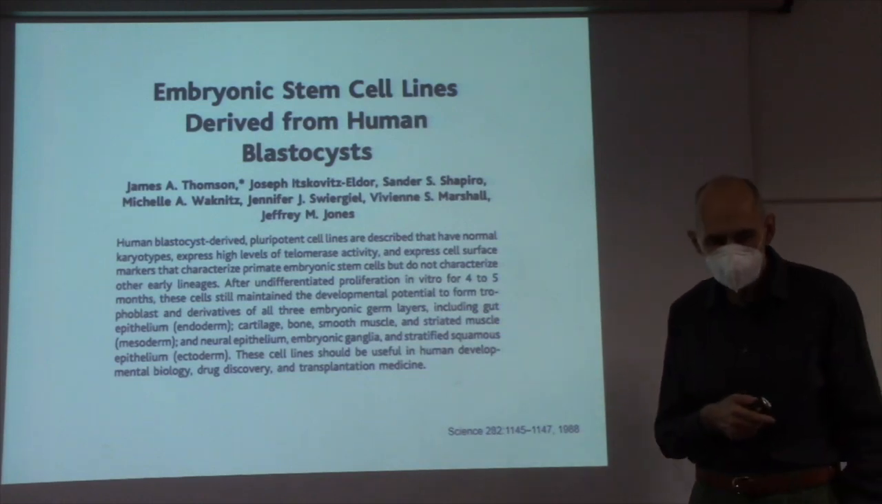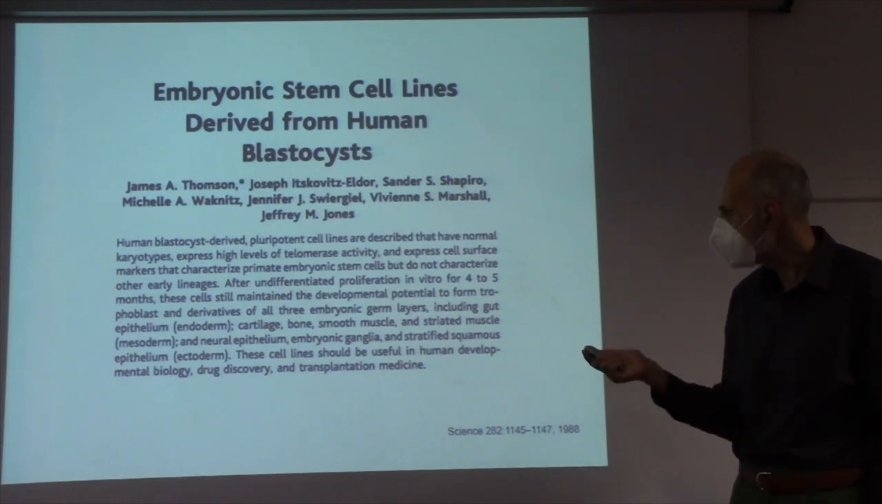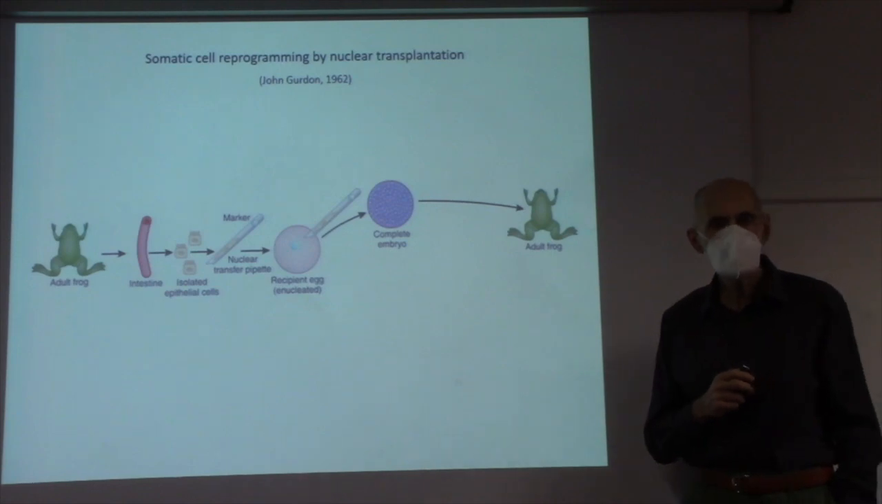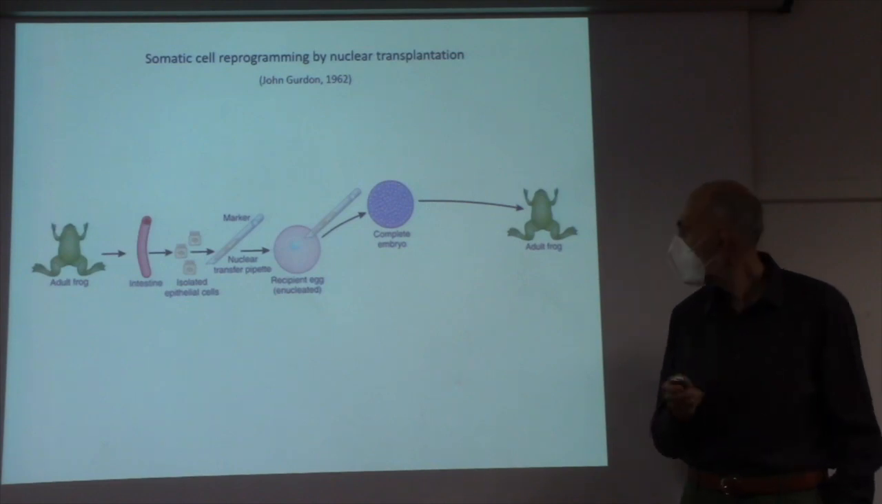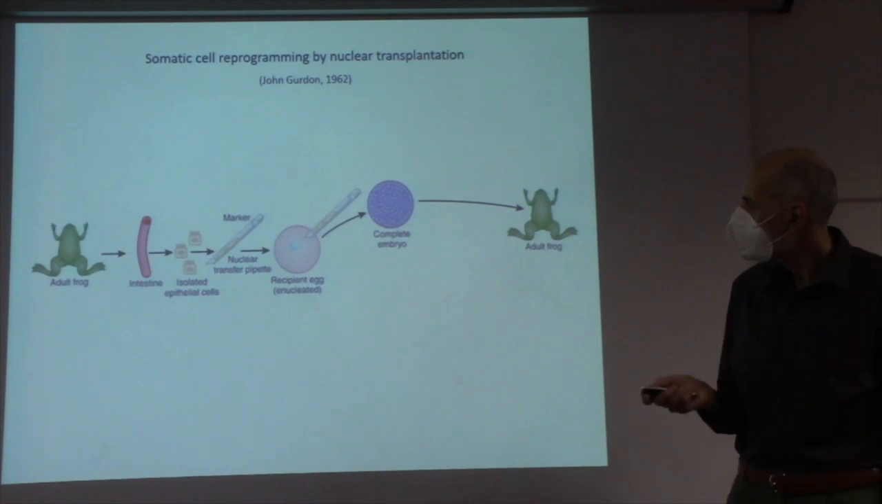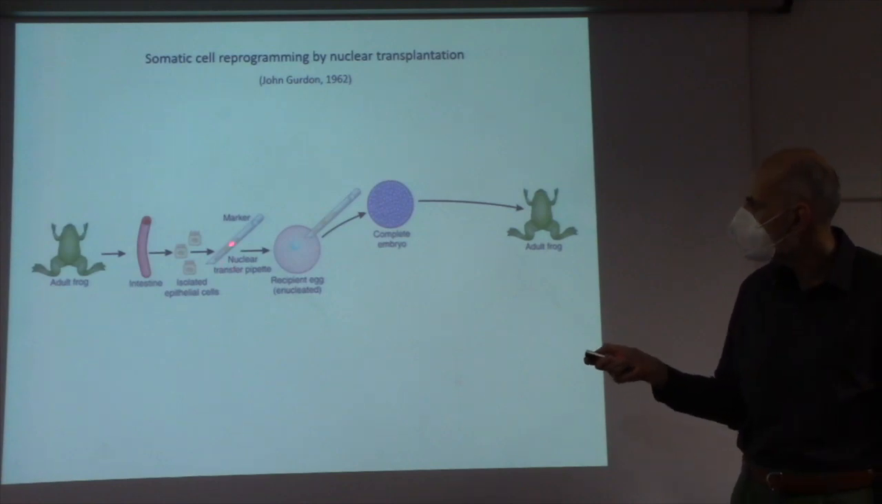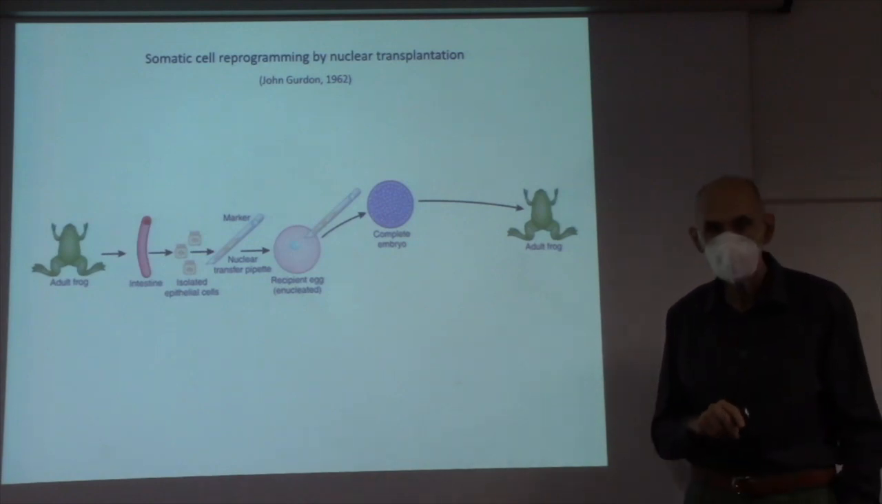So the next paper, in fact, precedes this one by quite some time, because in 1962, in the early 60s anyway, John Gurdon published a series of papers showing that it was possible to generate an adult frog by doing this amazing thing. Take a somatic cell, in this particular case an intestine cell, take out its nucleus and transplant it into an egg that had been deprived of its nucleus beforehand.